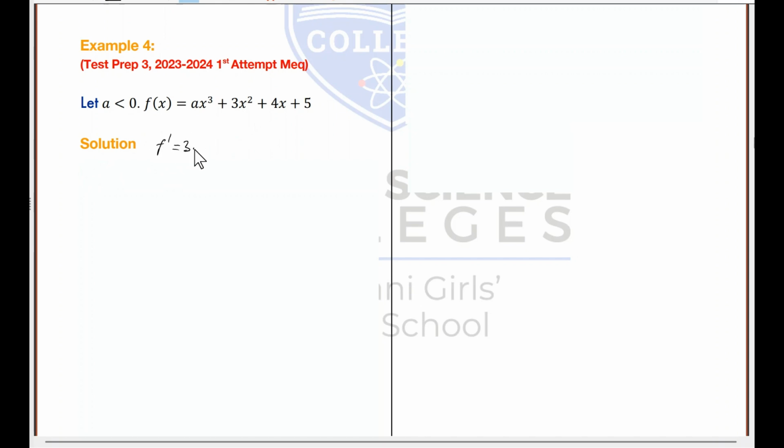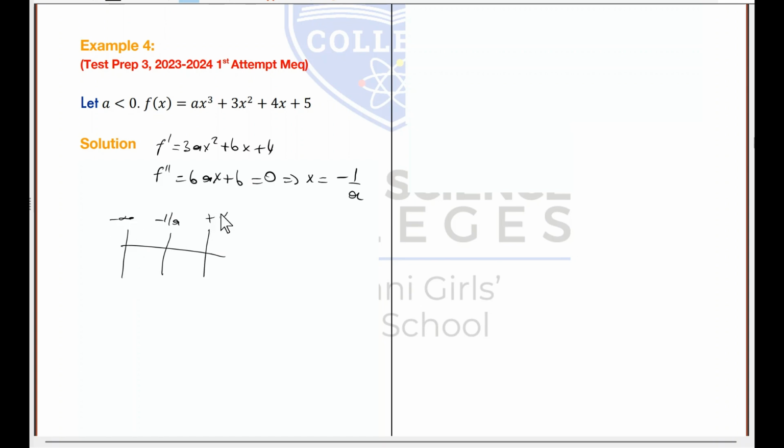First derivative, 3ax squared plus 6x plus 4. Second derivative, 6ax plus 6 being equal to 0. Then x will be negative 1 over a, right? So let's make a table by using this value only. Okay, second derivative and original function.